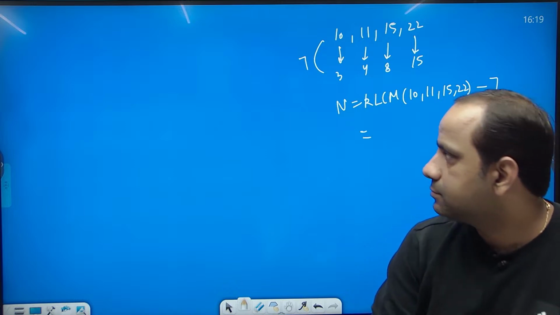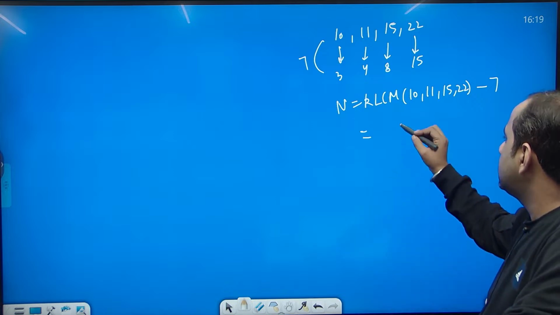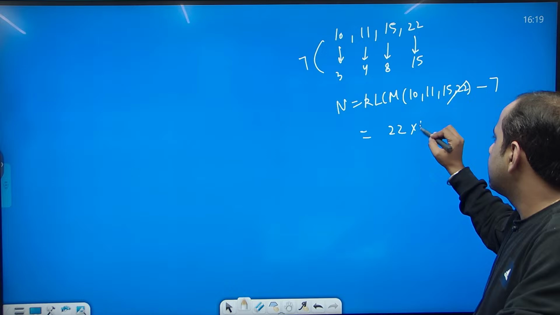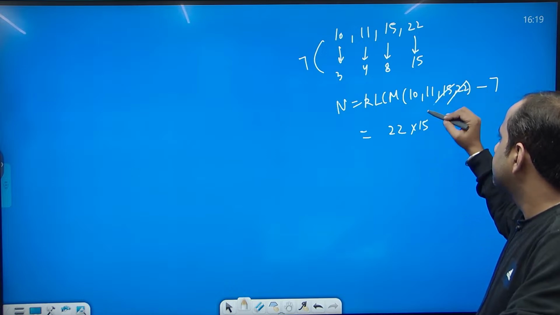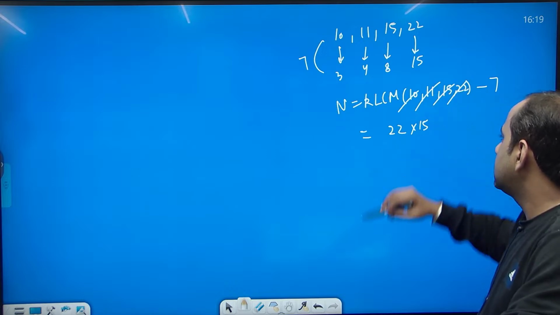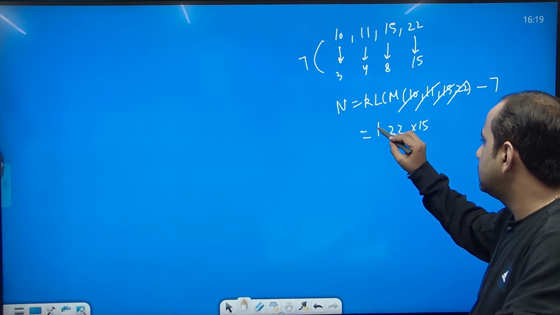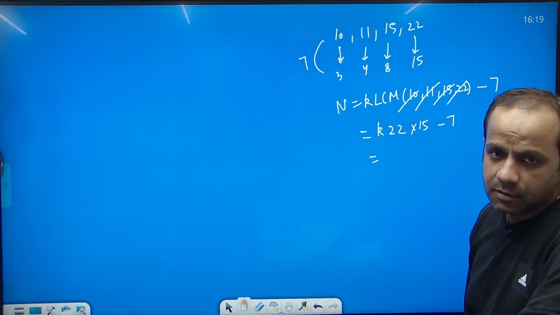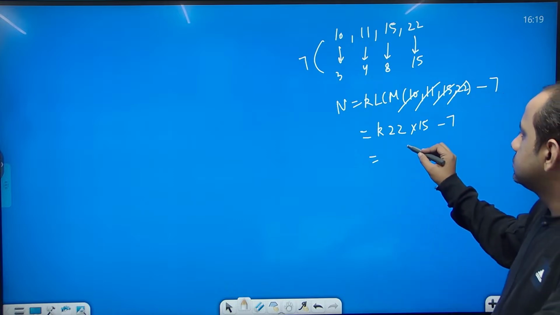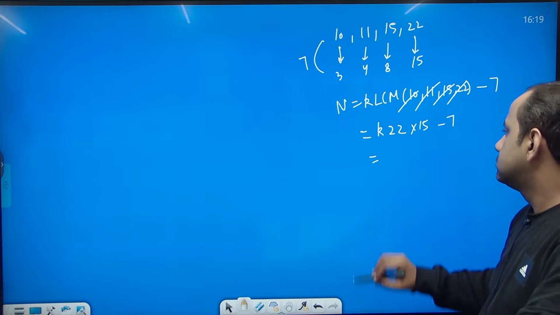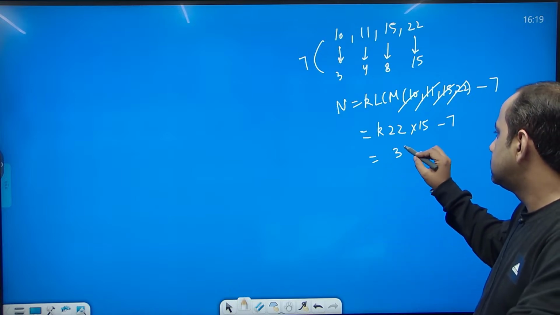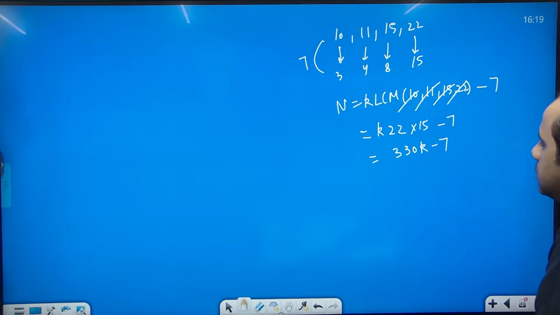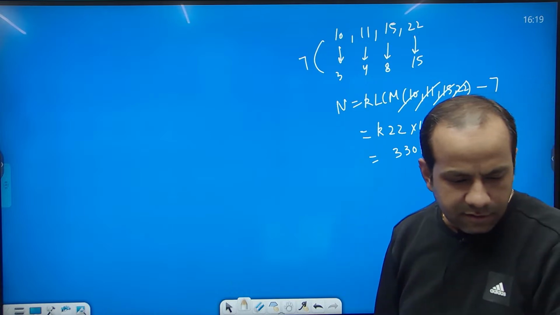यही आ रहा है, लिख लो ना। सबसे पहले 22, 15 लिख लेते हैं, 11 कट गया, 10 कट गया। 22 इंटू 15 माइनस 7, 22 इंटू 15 इज कितना आएगा? 300, तो 660 तो नहीं आएगा। ओके, we have to find the greatest 4-digit number.